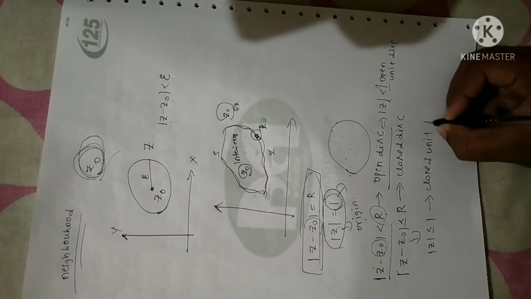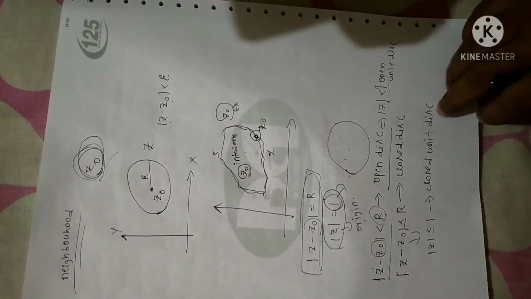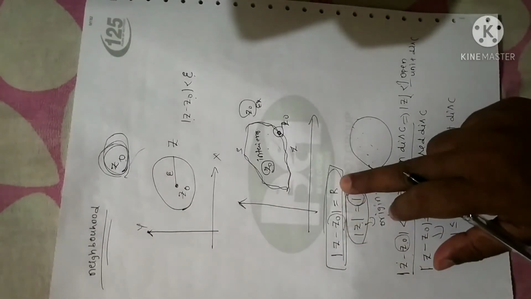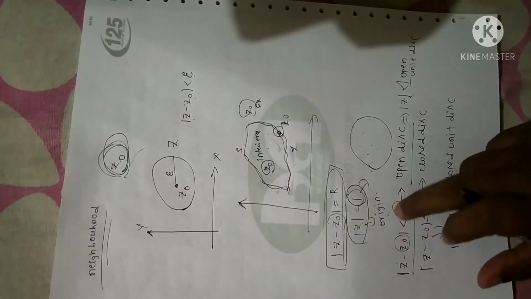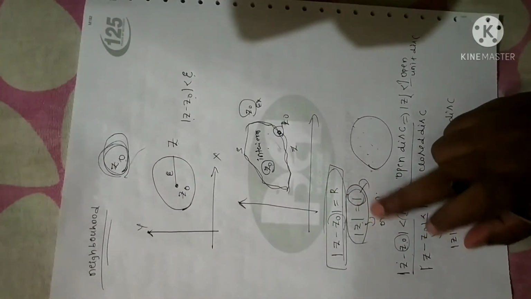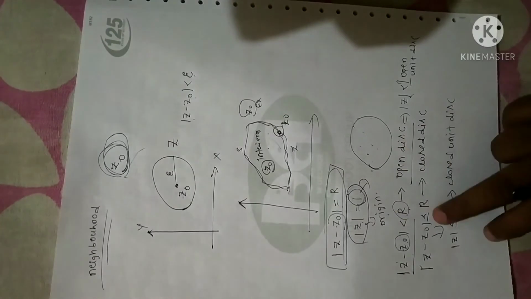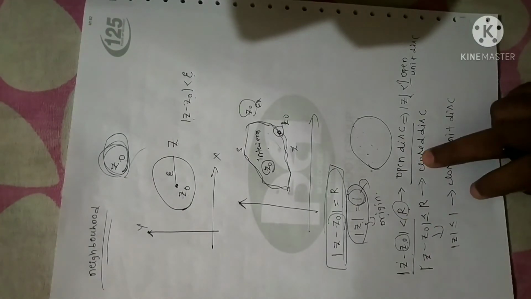So these are the terminologies which we are going to use for further proofs. So you just remember this is the equation of a circle in its complex form with center at origin and radius 1. If it is less than radius r, then we call it an open disk. If it is less than or equal to r, we call it a closed disk.